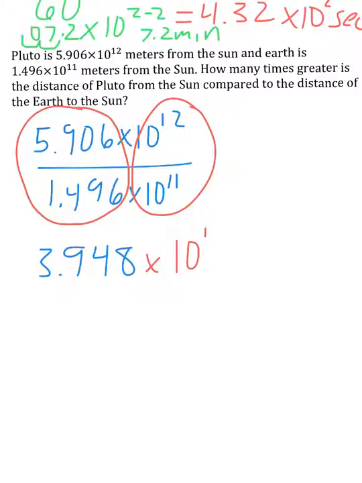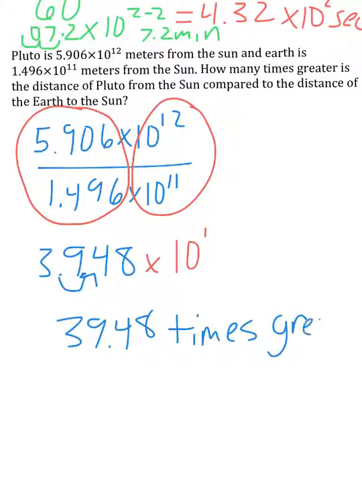Okay, but because it just wants it how many times greater, we can just rewrite this, right? If we add this times 10 to the first power, that means we're going to move our decimal place once to the right. When we do that, we'll end up with 39.48 times greater is the distance from Pluto to the sun compared to the distance from Earth to the sun.